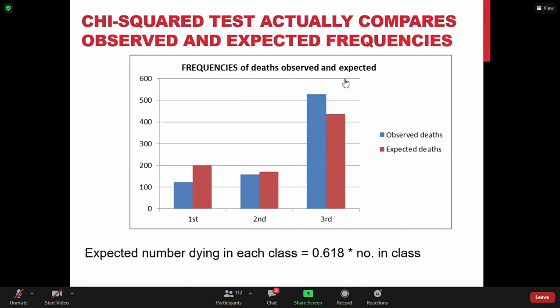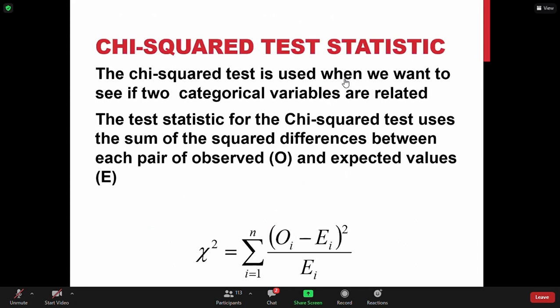In the chi-squared test, it actually compares observed and expected frequencies. The expected number of deaths in each class was 0.618 times the number in the class. So this slide shows the chi-squared test formally comparing the observed frequencies with the expected frequencies. Okay? Next slide, please. The chi-squared test is used when we want to see if two categorical variables are related. The test statistic for the chi-squared test uses the sum of the squared differences between each pair of observed and expected values. Okay, next slide, please.